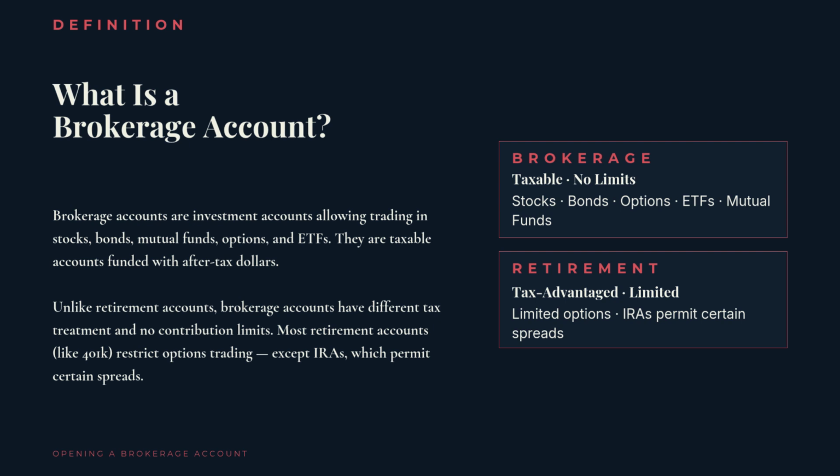So for most 401ks, they are not going to allow you to trade options in any way. For an IRA account, they're going to typically permit you to trade certain types of options like covered calls and credit spreads, which is what we get into.